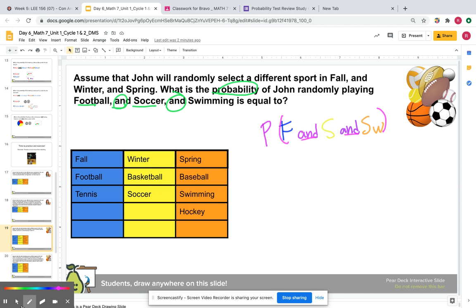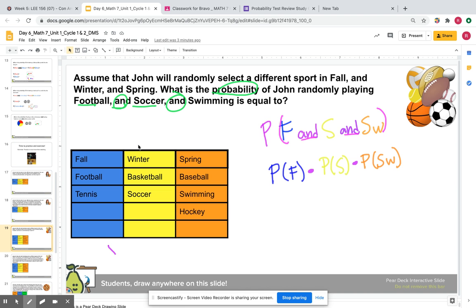So now we have to find the probabilities of those events separately. We're trying to find the probability of picking football. And represents multiplication, so we're going to multiply that probability with the probability of selecting soccer. And that means multiply the probability of selecting swimming. As mentioned, the probability of swimming.